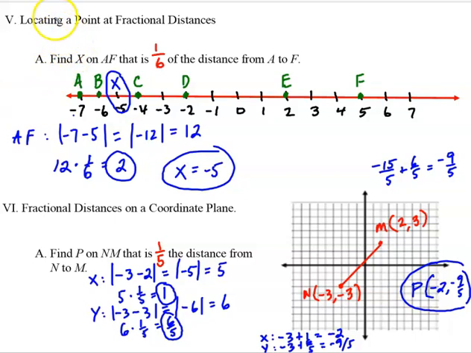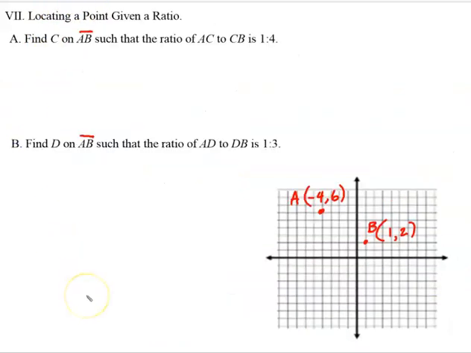All right, and then finally, last type of problem, locating a point given a ratio. Both of these problems, A and B, are going to utilize this coordinate plane. Let's take a look at what letter A is asking. We're supposed to find this point called C, that is on AB, such that the ratio of AC to CB is 1 to 4.